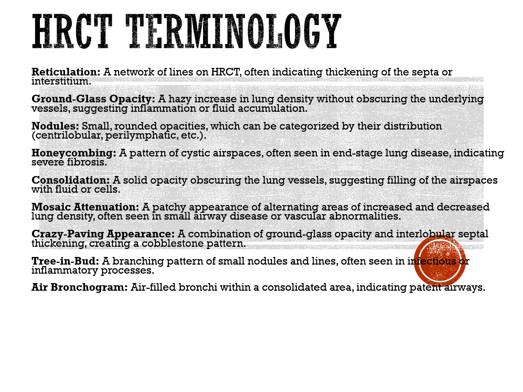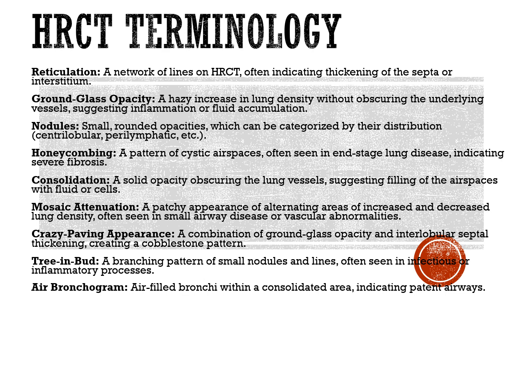Nodules are small rounded opacities which can be categorized by their distribution: centrilobular, perilymphatic, etc. Honeycombing is a pattern of cystic air spaces often seen in end stage lung disease, indicating severe fibrosis. Consolidation is a solid opacity obscuring the lung vessels, suggesting filling of the air spaces with fluid or cells.